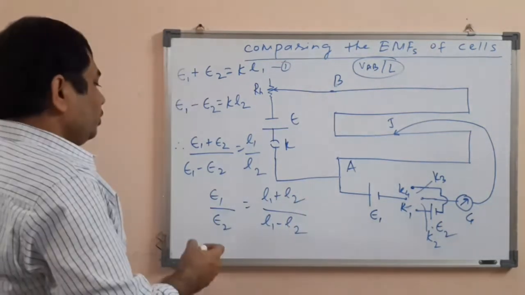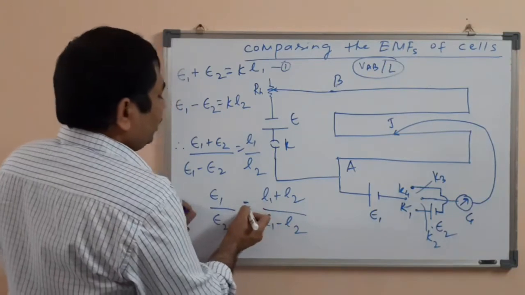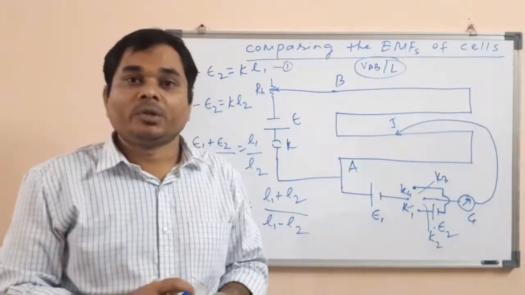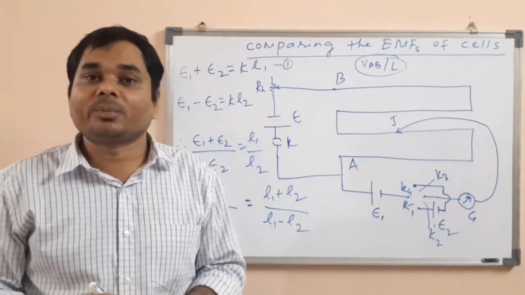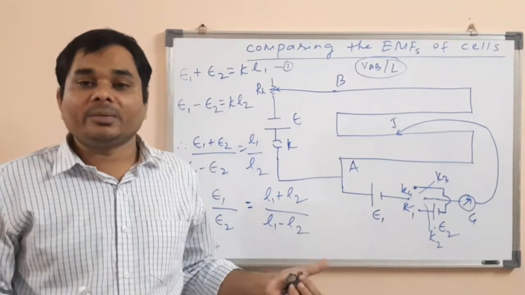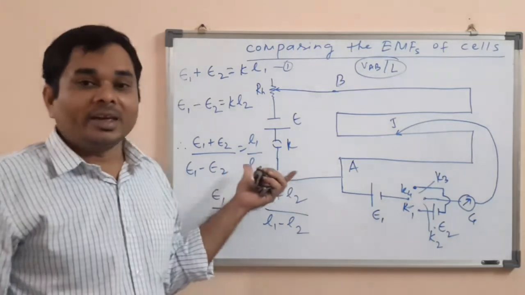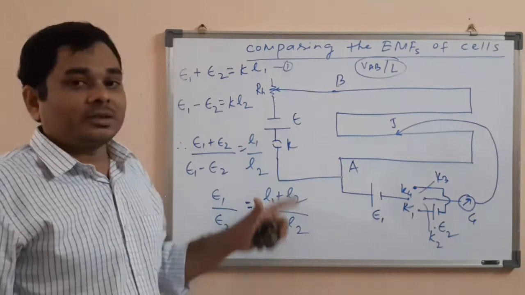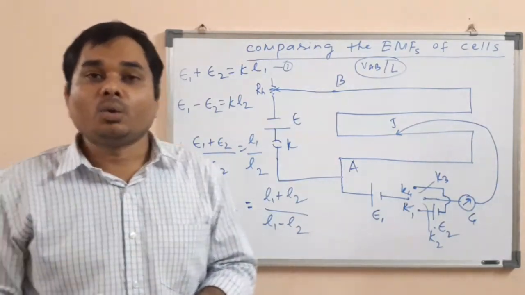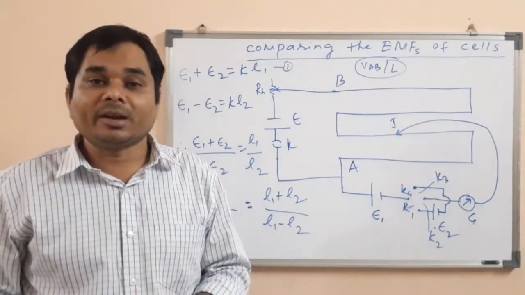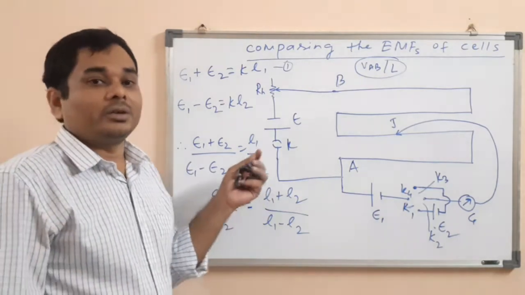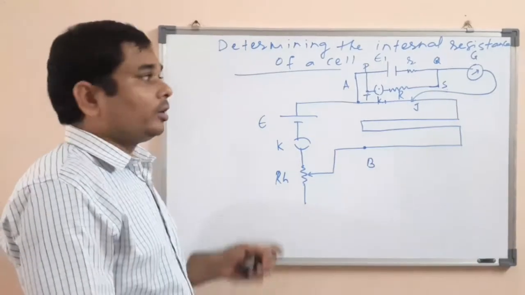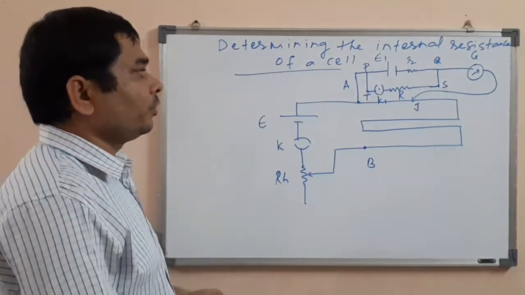Clear? So we can easily compare their EMFs by knowing the lengths L1 and L2. So this is the sum and difference method for comparing the EMFs of these two cells. The next we will see how to determine the internal resistance of the cell. We can use a potentiometer for finding the internal resistance of a cell.